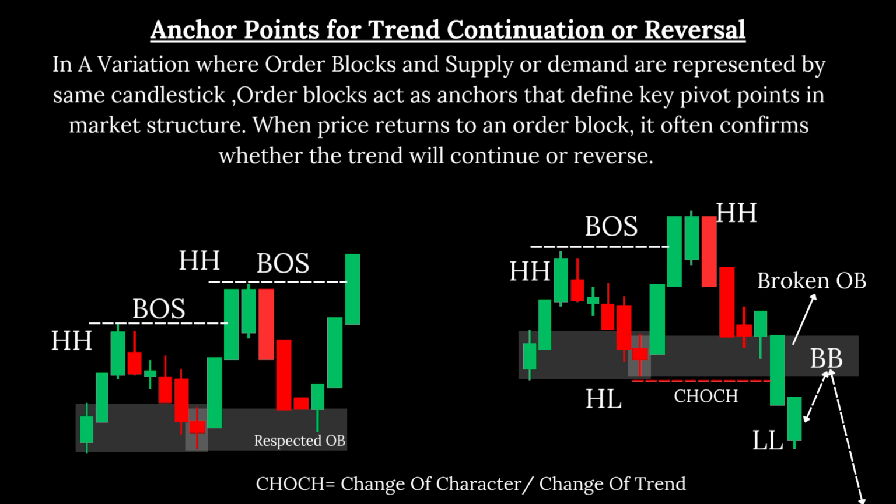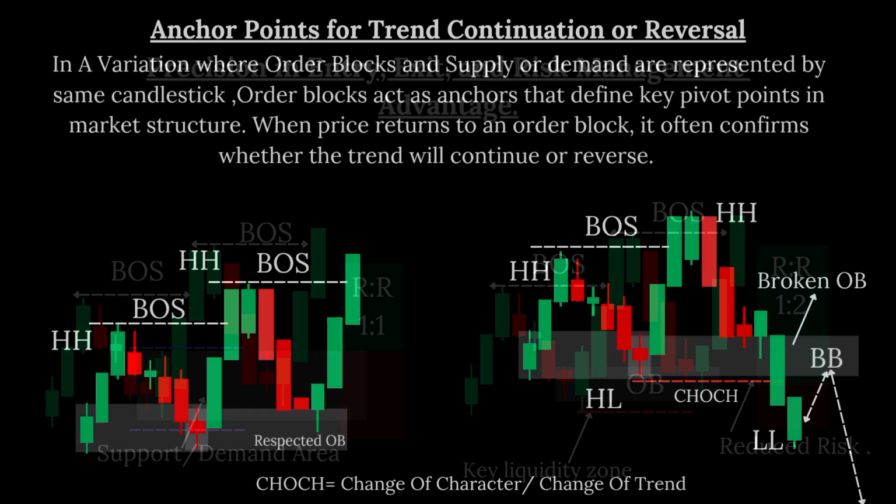Number two, anchor point for trend continuation or reversal. In a variation where the order block and the supply or demand zone are represented by the same candlestick, order blocks act as anchors that define key pivot points in market structure. When price returns to an order block, it often confirms whether the trend will continue or reverse. For example, a respected bullish order block signals the continuation of an uptrend. A broken bearish order block may turn into a bullish breaker block, signaling trend reversal. This clarity helps traders adjust their strategies dynamically based on price behavior around these zones.